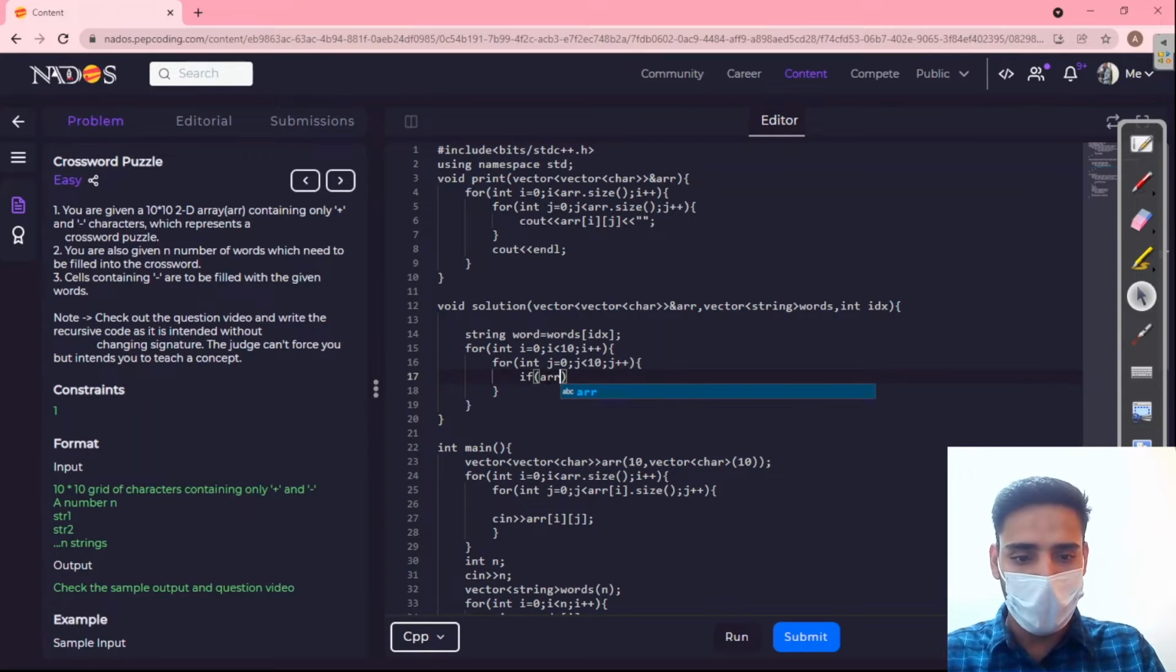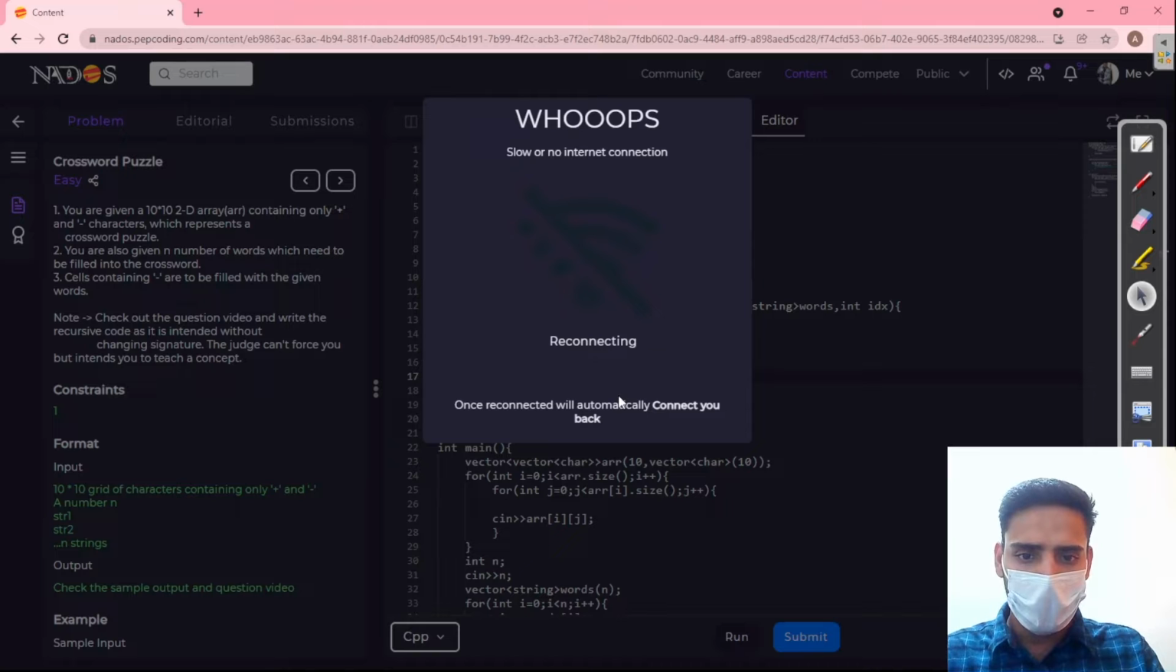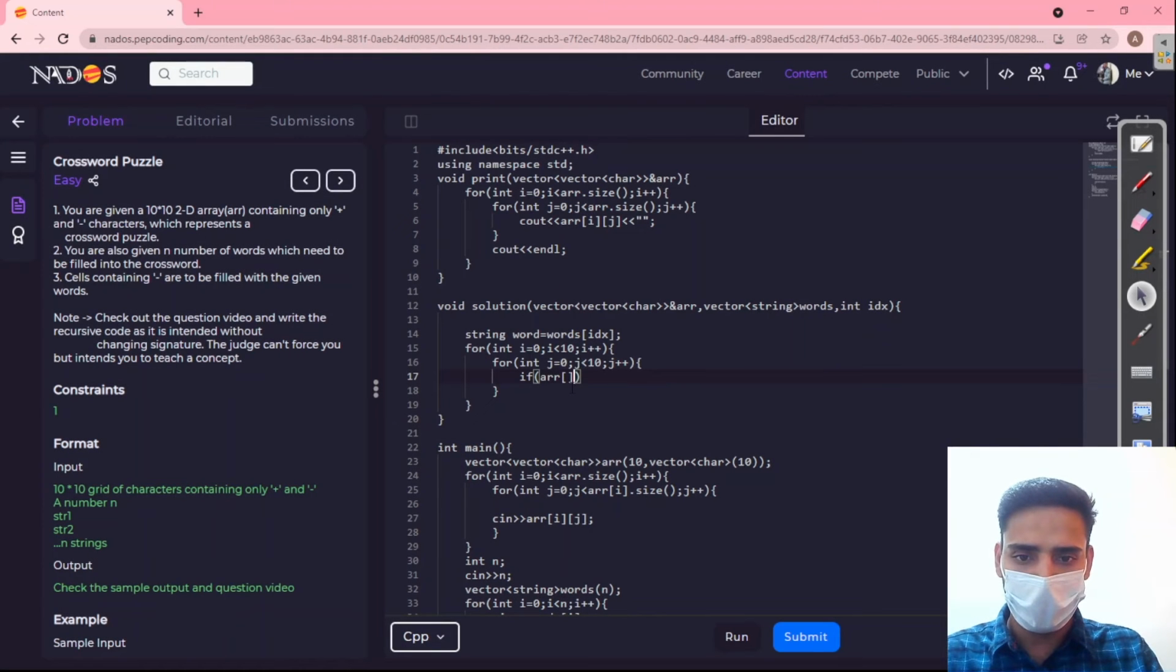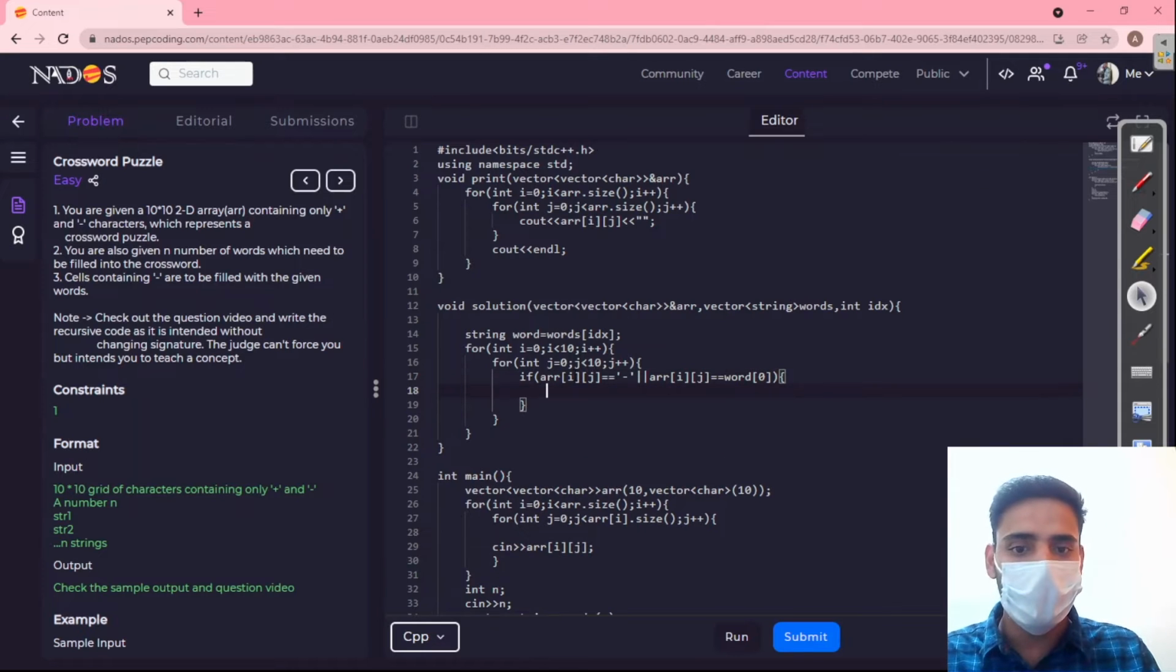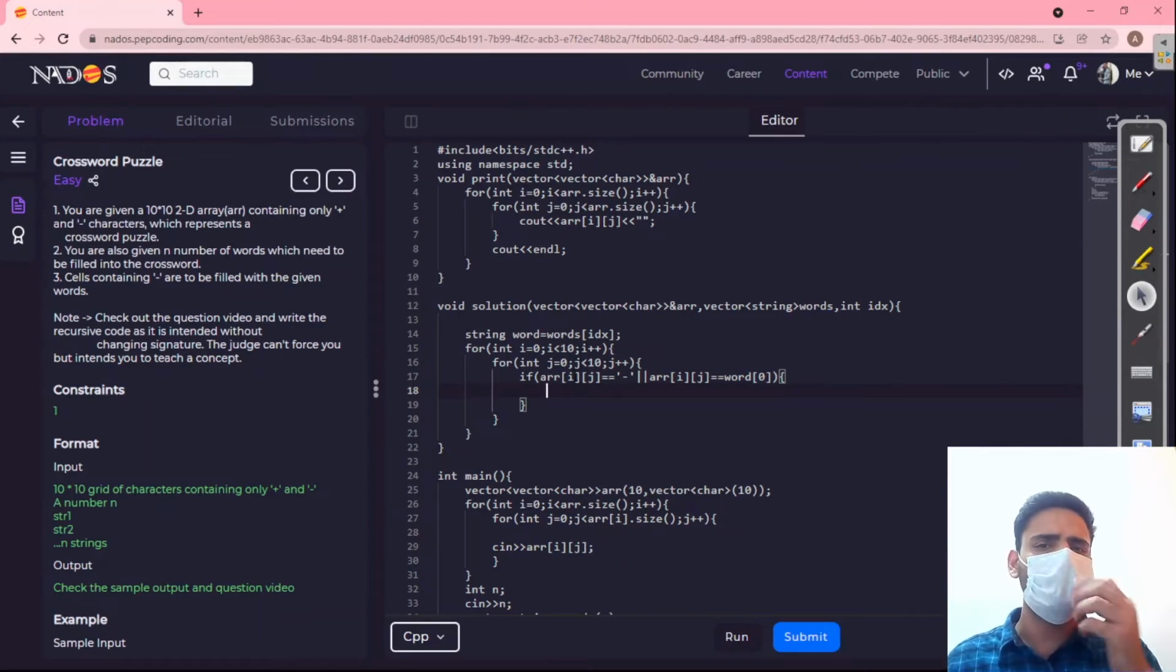If the value of arr[i][j], okay, we are having some network issue. Okay, right. So arr[i][j] should be either equal to minus, which means it is a vacant space, or the second condition is it should be the starting letter of the word that we are having, right? So arr[i][j] should be equal to word[0], which means the first letter, right? So if this is the condition, it means we got a starting point. We can start from here, right?